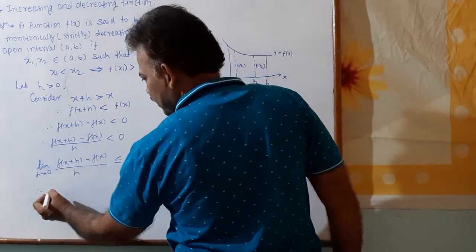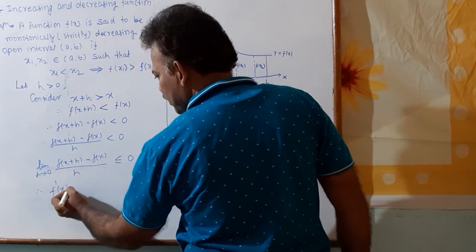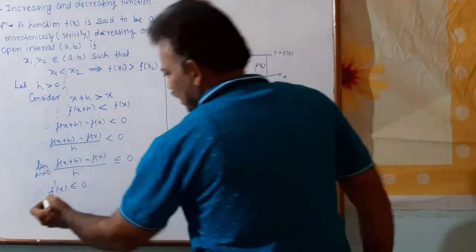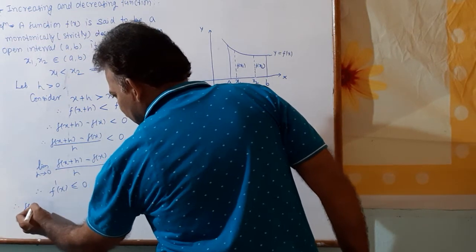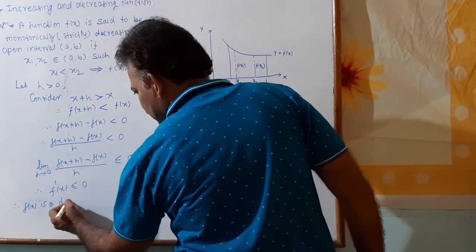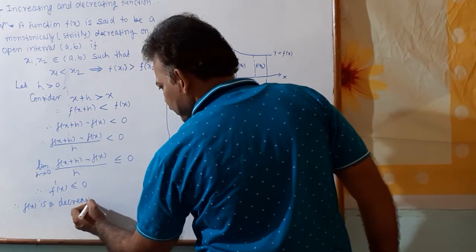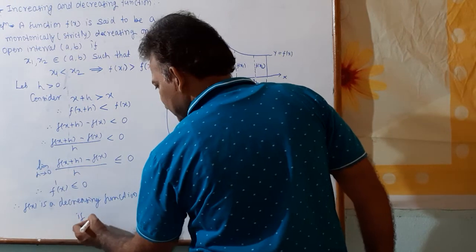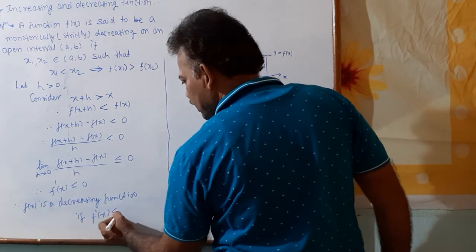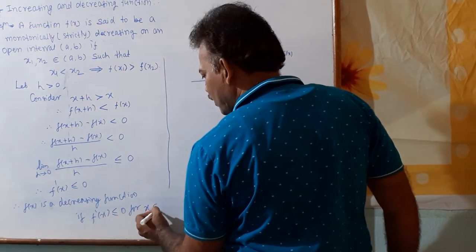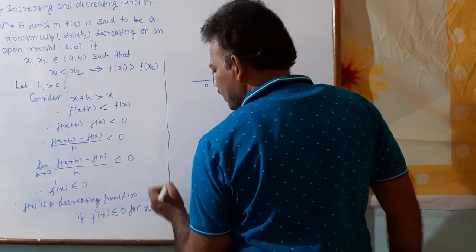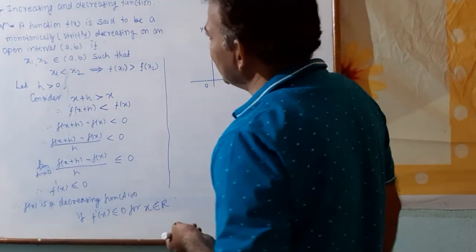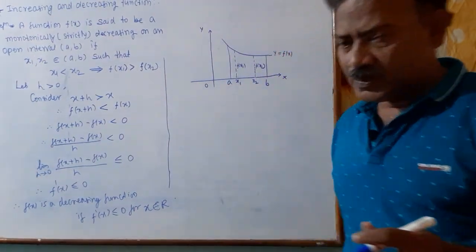We know the definition of derivative, first principle. This is f dash x, which is less than or equal to 0. So we get this formula or this condition, and therefore we can say f(x) is a decreasing function if f dash x less than or equal to 0 for all x belongs to R. So this is the condition for a decreasing function. Already we have seen for an increasing function, the condition is f dash x greater than or equal to 0.